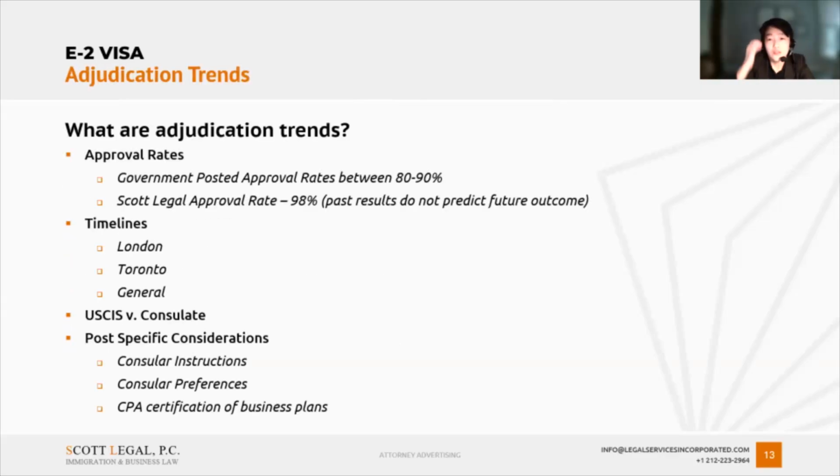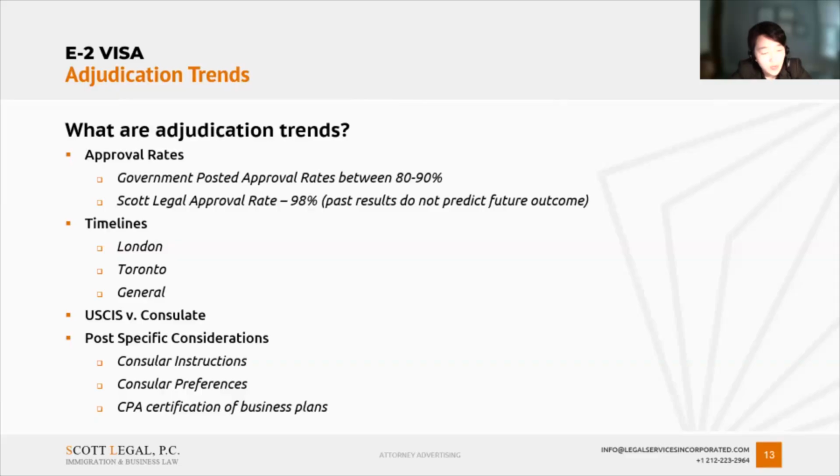All right, so let's briefly go through some recent adjudication trends and some topics of how adjudication practices have changed over time. So currently, government posted approval rates are between 80 to 90%, and that includes attorney prepared files, that includes self petitions. So really, it is a relatively high approval rate for the type of visa. Other types of visas have even lower approval rates.